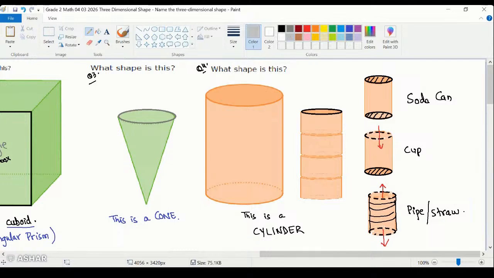With a cylinder, three shapes can be formed. It can be closed on both the sides, it becomes a can. If it's open on one side, it becomes a cup. If it's open on both the sides, it becomes a pipe or a straw. Okay? Agreed? Perfect. Thank you. Let's move ahead.